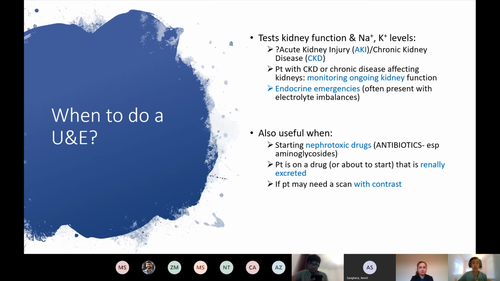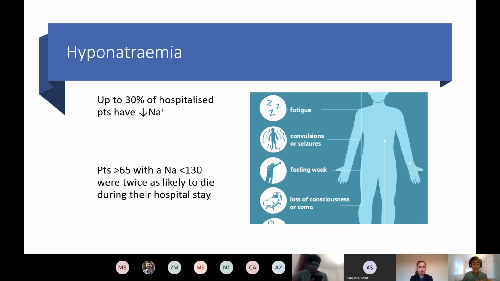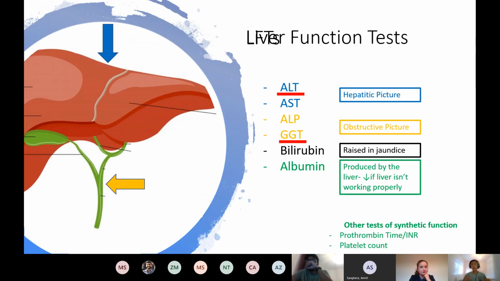A slightly more niche point is hyponatremia. U&Es are very good for detecting that. Here are some symptoms of hyponatremia, but these are only really seen in severe hyponatremia. For the most part, up to 30% of hospitalized patients may have hyponatremia, with low sodium, but it might not manifest like this. It might not be so obvious. Studies have shown that patients older than 65 with this sort of minor hyponatremia are twice as likely to die during the hospital stay. So it's important that we monitor this and correct it if we need to. We'll talk more about correction of these electrolyte imbalances on another day, but it's a useful point to touch on. Okay, moving on to the next one.